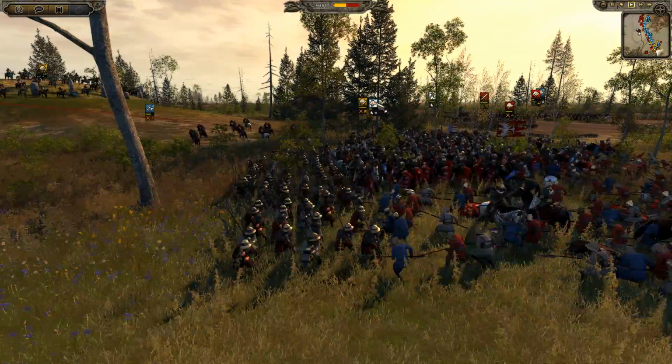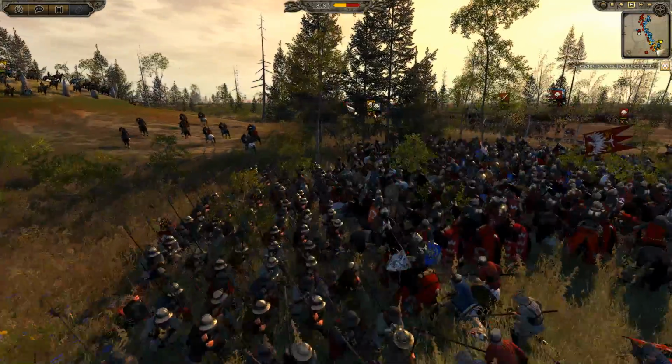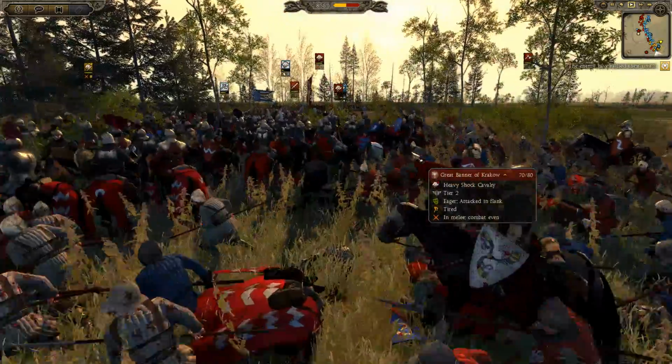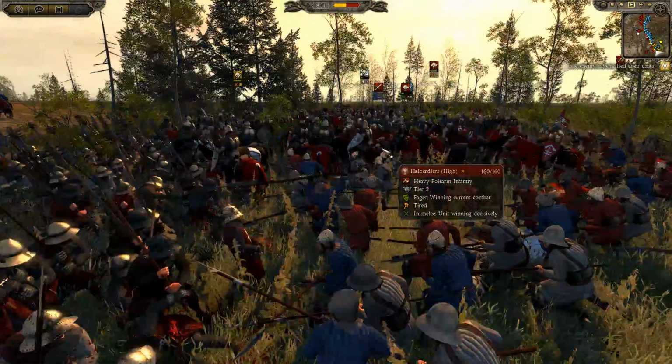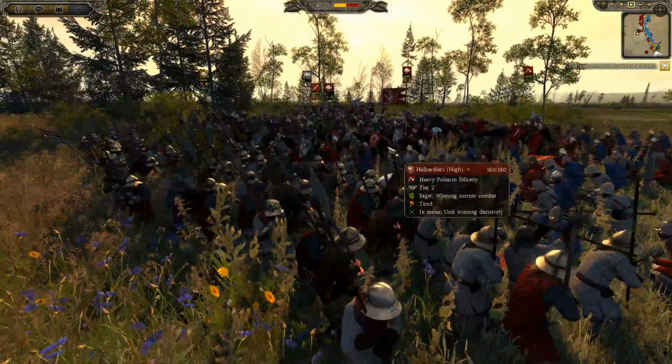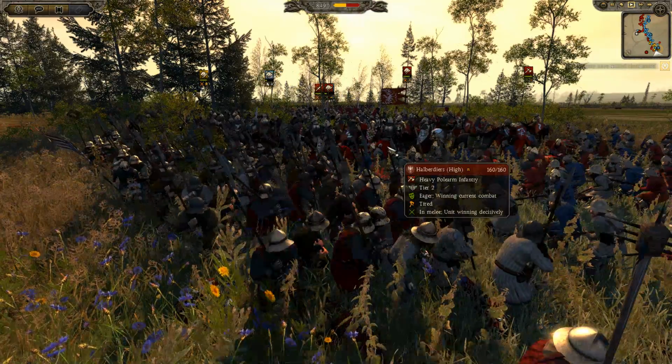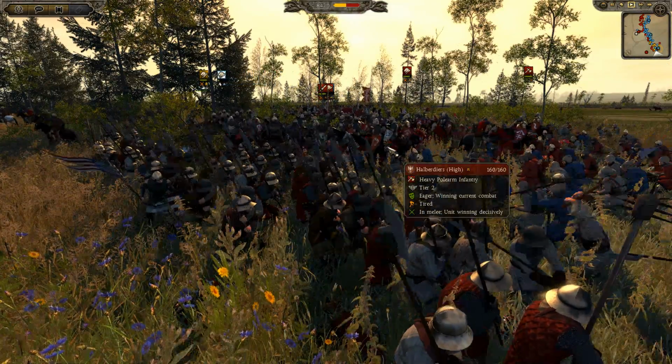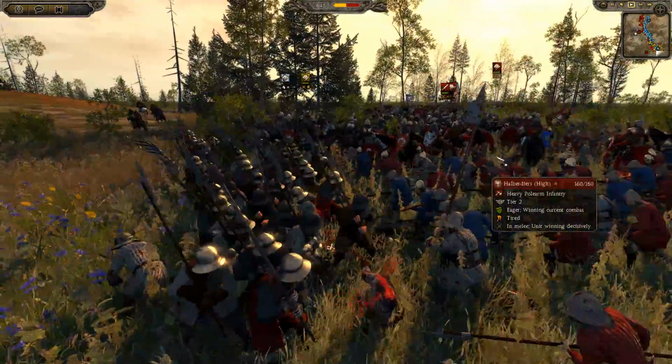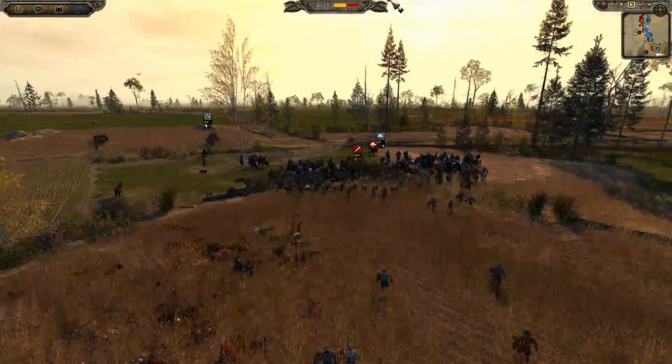And actually, we've got some breakage here. The Hungarian Knights are breaking to the Great Banner of Krakow. And by the way, I know I'm mispronouncing that. Some people say I'm saying it right, some people say I'm saying it wrong. I just go with it. I just pretend it's right. That's the key to it all.